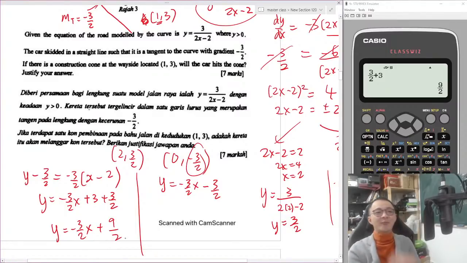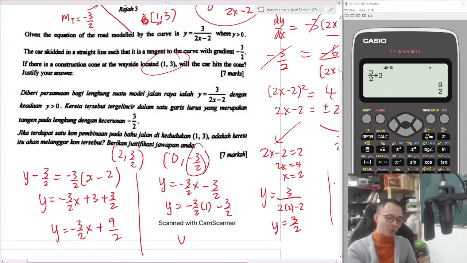Alright, right now I got both equations of tangent. I want to know whether any one of these tangents will touch the cone or not. So I sub x equals 1 to see whether I will get 3 or not. If I sub x equals 1 here, I will get y equals negative 6 over 2, which is negative 3, isn't it? So this one is negative 3, which is not.